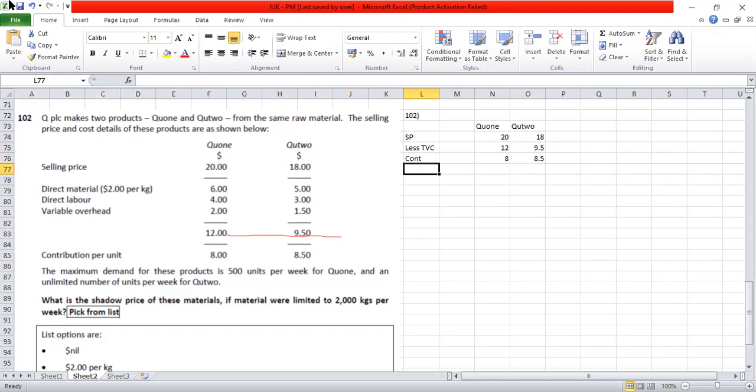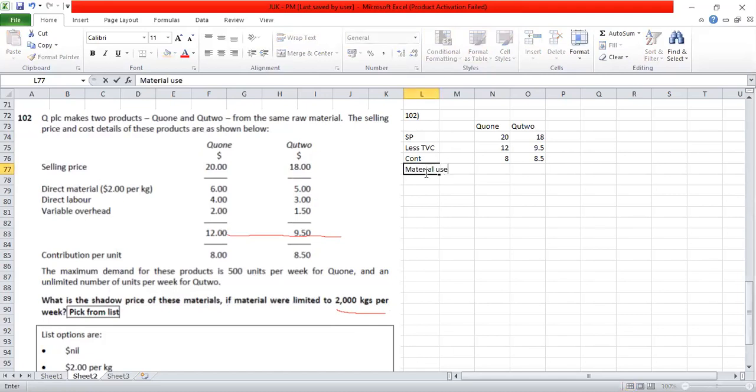The maximum demand for these products is given as 500 and an unlimited number of units. But what is the constraint? The constraint is: what is the shadow price of these materials if materials were limited to 2000 kgs per week? So the constraint here is material. Material is the constraint. What is the usage of this constraint?